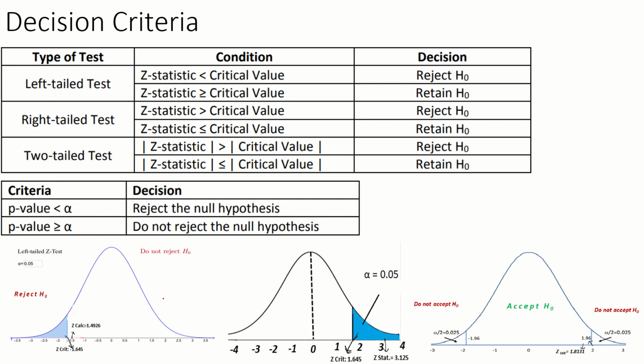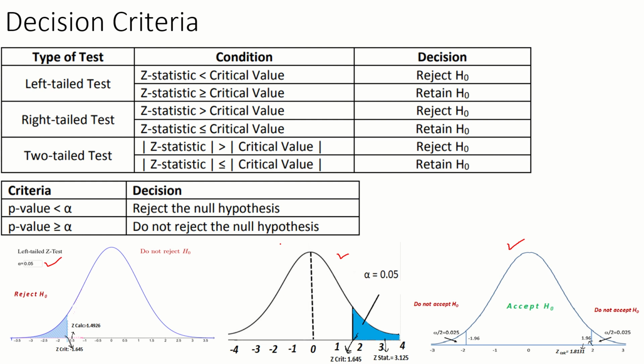See, this is the left tail test we discussed. This is the right tail test, where rejection is taking place at the right side. In the two tail test, rejection can take place at both sides. This is alpha by 2, and this is alpha 0.05. Alpha by 2 is 0.025. We have seen all these things. This is the decision rules.